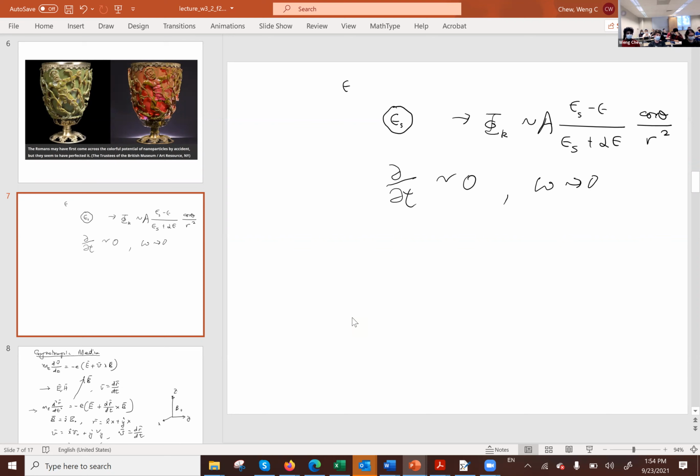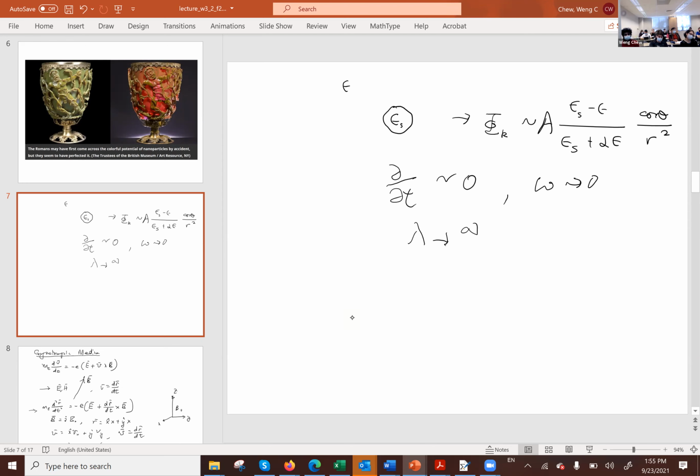And dropping terms like this is the same as saying that the wavelength is long. And when can you claim that the wavelength is long? What is the yardstick that you use? Here it's the size of the particle. The size of the particle is much smaller than the wavelength we're talking about. You say that the wavelength is long, not compared to your body size, but compared to the size of the nanoparticle. So you cannot use this kind of approximation for your body, but you can use it for the nanoparticle.